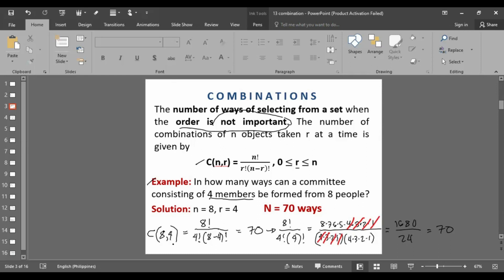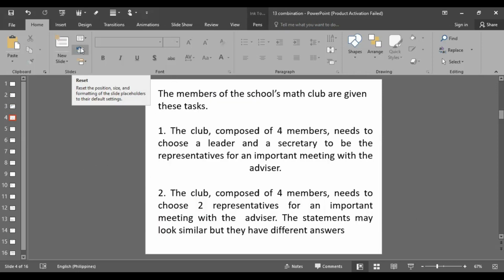Okay, but you can just make use of your scientific calculator. Hanapin nyo sa cycle nyo, class, yung nCr. Okay? Pag pinindot nyo yan sa calculator nyo, may lalabas na C. Then you put the value of n here. In this case, it's 8. Then you put the value of r here. Then it will give you 70. As simple as that. Okay? Next. Another example.